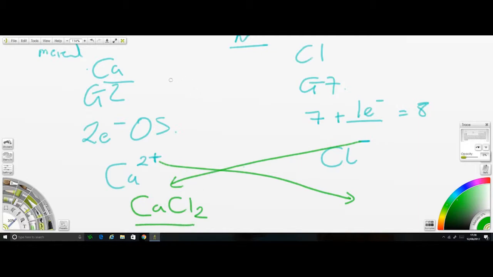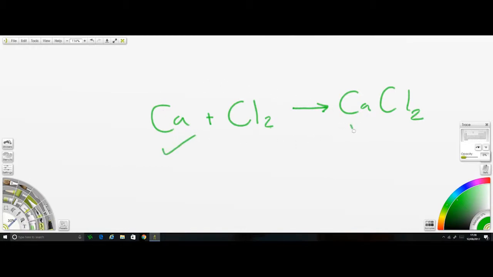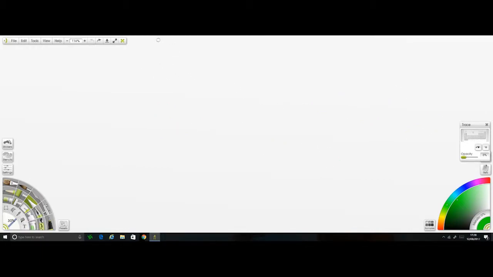So our equation, therefore, is Ca plus Cl2. Again, this is a group 7 molecule, so it's diatomic. There's always going to be 2 of them. Makes CaCl2. So is it balanced? I've got 1 calcium here, 1 calcium here, 2 chlorines here, 2 chlorines here. It's balanced. Done.